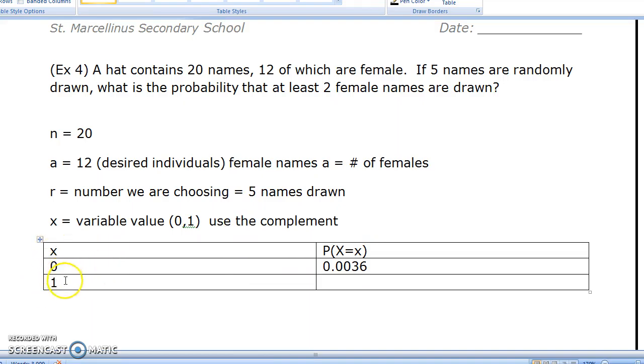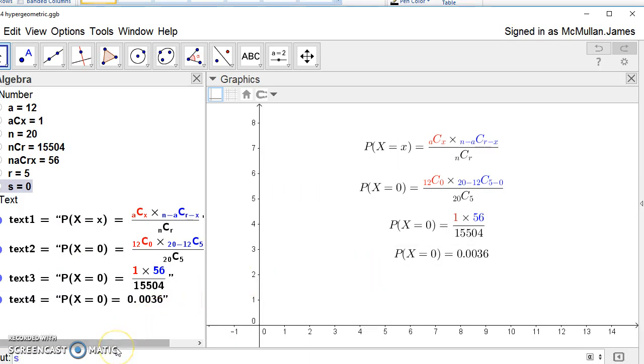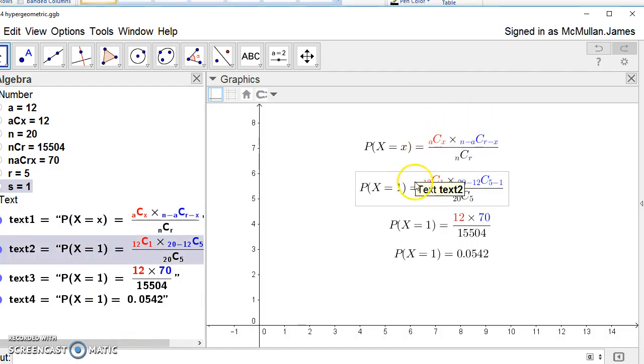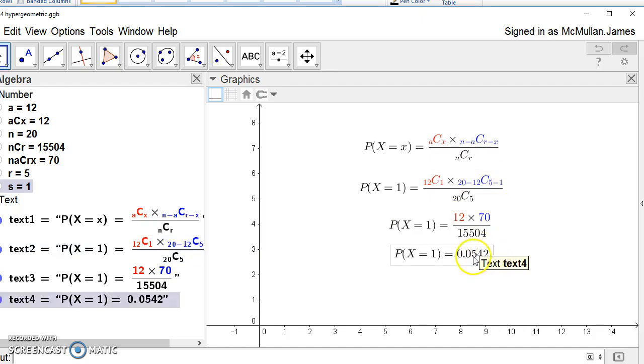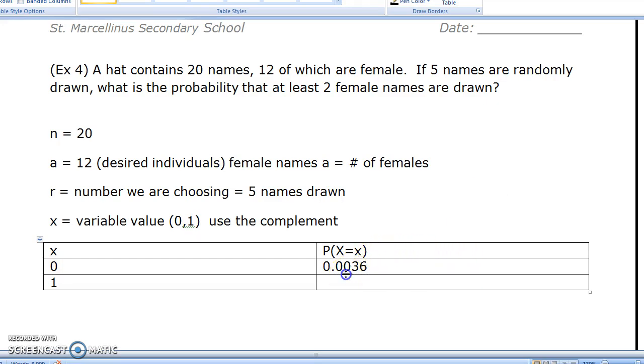The probability that we choose one woman, again, all we need to do here is simply change our value to 1. What does that do to our equation? It puts a 1 right here, and it changes this from a 5 to a 4, because now we're only taking 4 men instead of 5. And we see this increases the probability quite a bit, so 0.0542.